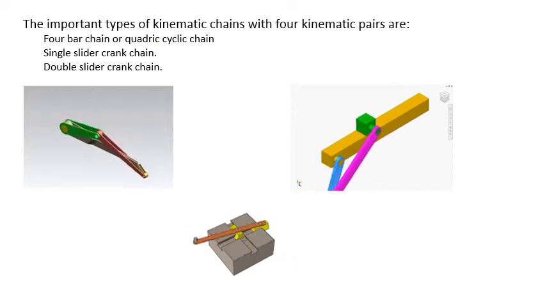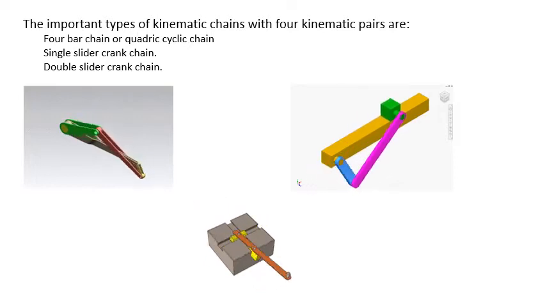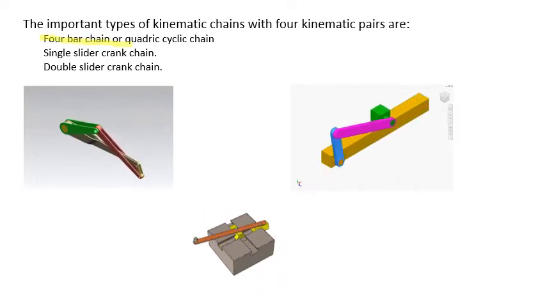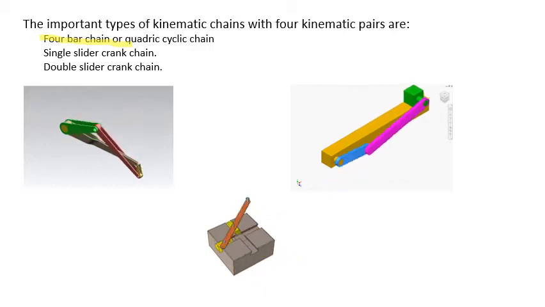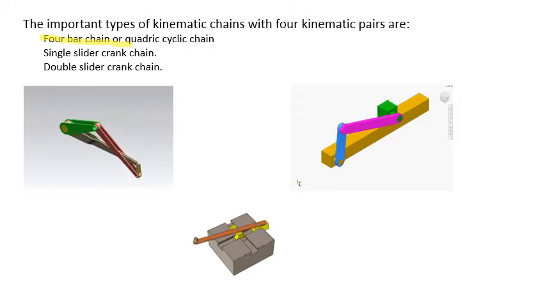So next one, the classification of various possible mechanisms of kinematic chain with 4 lower pairs is as follows. First one is the 4-bar chain, or sometimes we call it a quadric chain. This one. And the second important type of kinematic chain is the single slider crank chain. This one is the single slider crank chain, and the third one is the double slider crank chain.